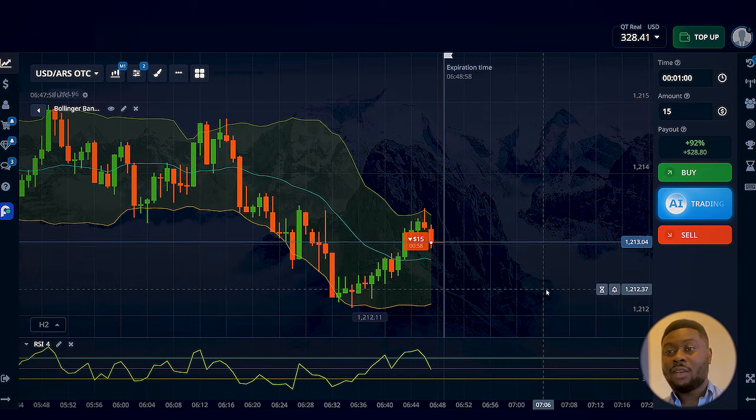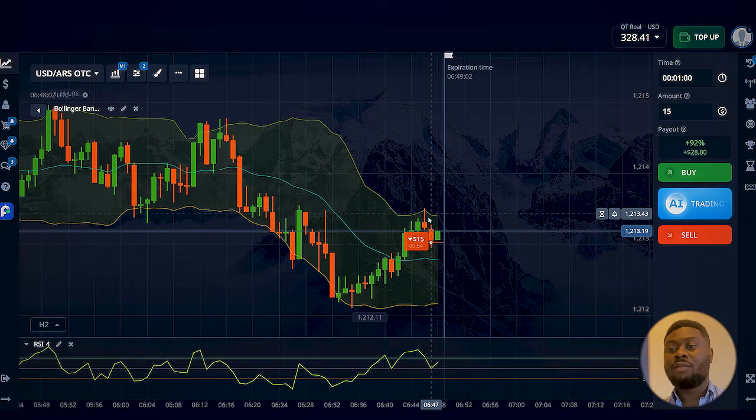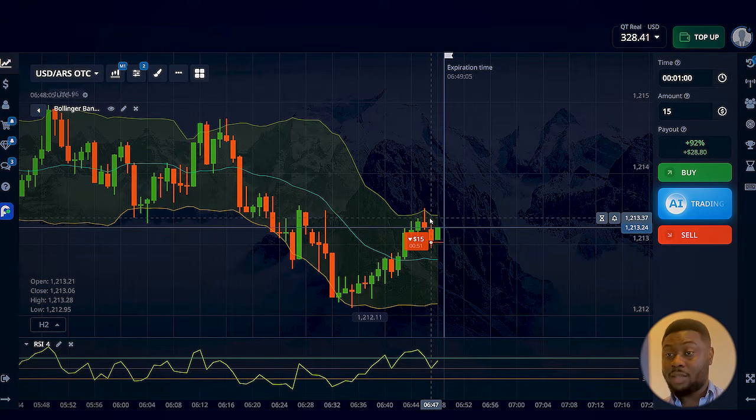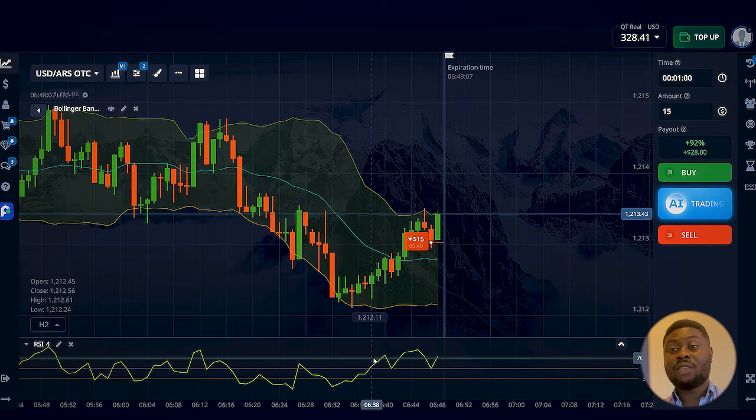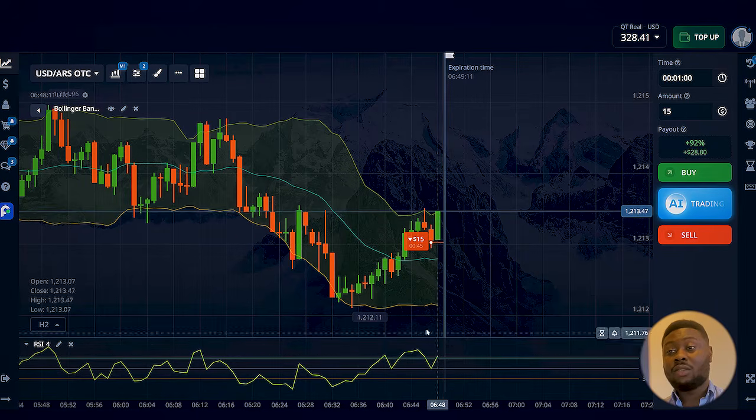Now look, I've broken the basic rule here. The price chart is not fixed above the zone of the Bollinger Bands indicator. Yes, it crossed the border of the indicator, but the price decreased and closed in the indicator zone. This is not a signal.